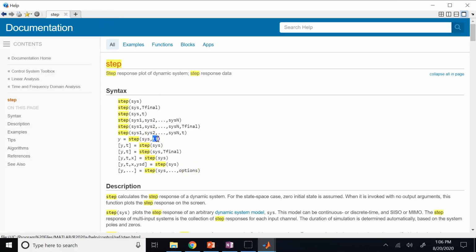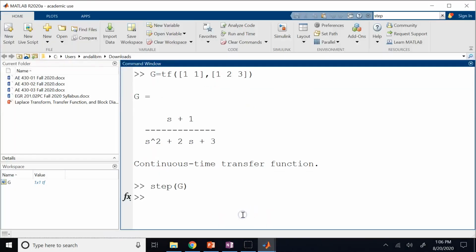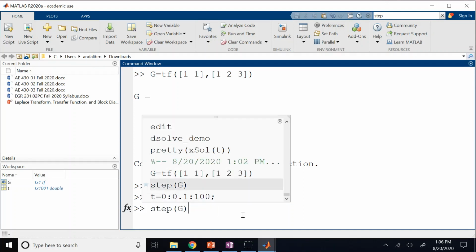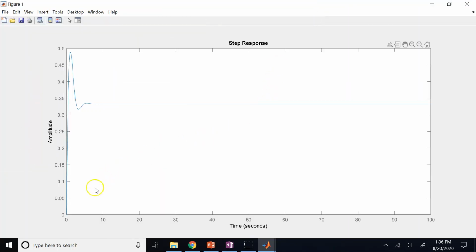So you can provide time, correct? And then find the answer for so much time. So let me make it plot for a little bit longer. I go from 0 to, let's say, 100 seconds, and then I say step of G and T. And there we go. You can see this is the step response for 100 seconds. So I go up, I have some oscillation, and then what? I settle at the constant number and I never grow unbounded.